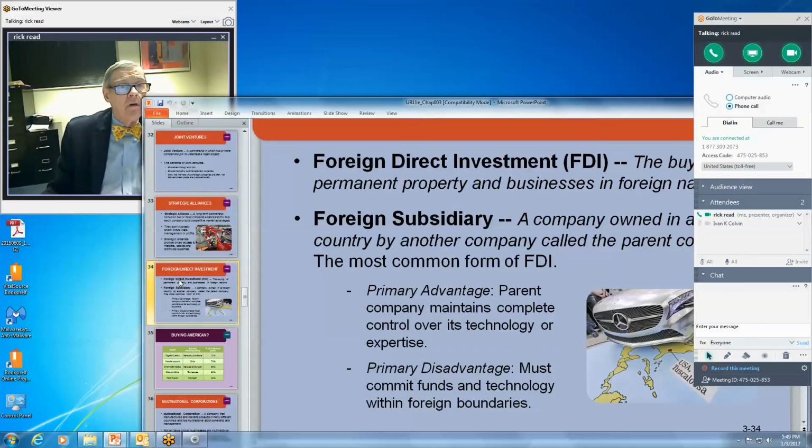Foreign direct investment, that's a pretty easy term to think about. Buying permanent property and businesses in a foreign country. The primary advantage here is the parent company maintains complete control. The disadvantage is you're going to have to commit funds and technology within foreign boundaries, and there may be some restrictions there. So here you have some pluses and minuses as to whether you want to do this, but this is all ways of doing marketing.